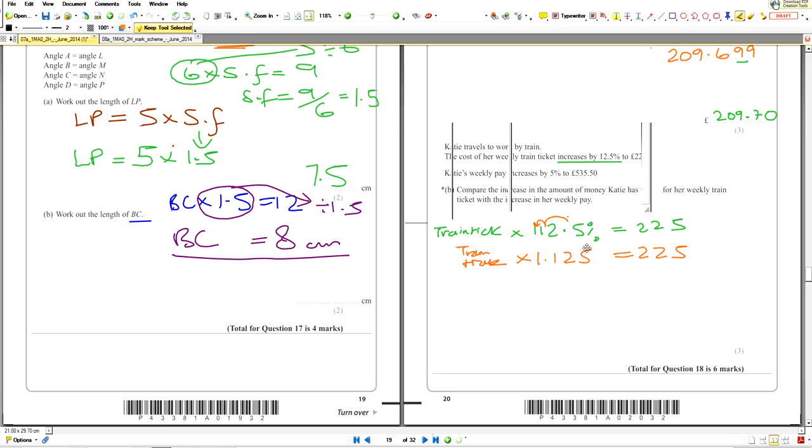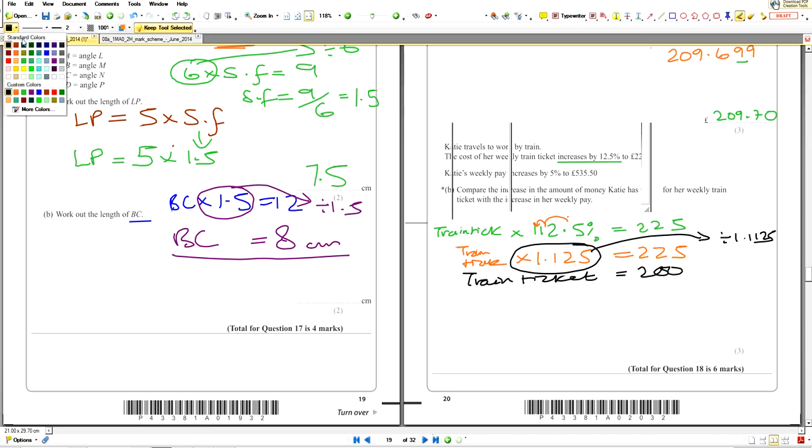Now, I want to work out the original price of the train ticket. So the opposite of multiplying by 1.125 is to divide. So the train ticket originally cost 225 divided by 1.125. So what was the original price, folks? Can you give me the value, please? 200. Beautiful answer. Thank you. £200 was the original value. So how much did the train ticket go up by? £25. So the train ticket increased by £25. That's a little note for ourselves.